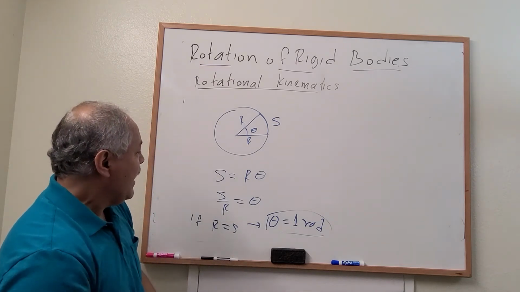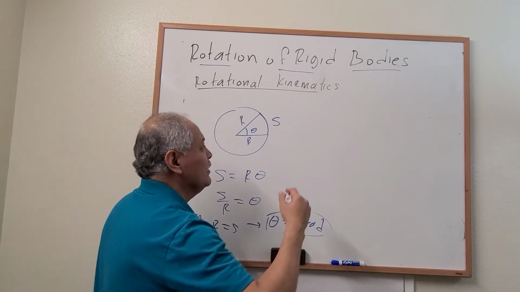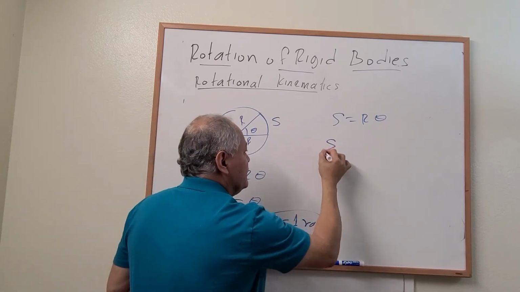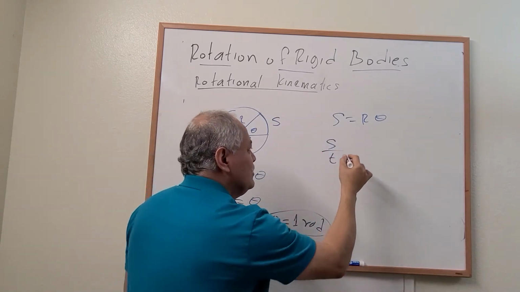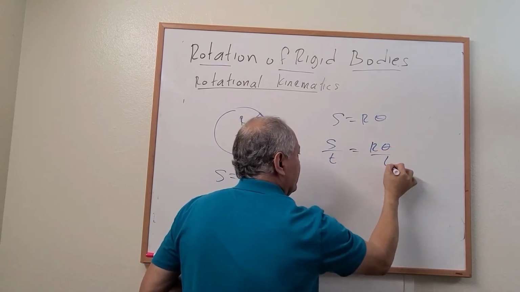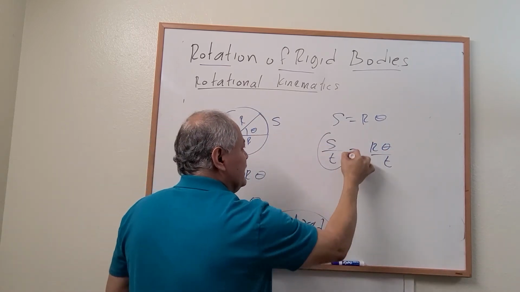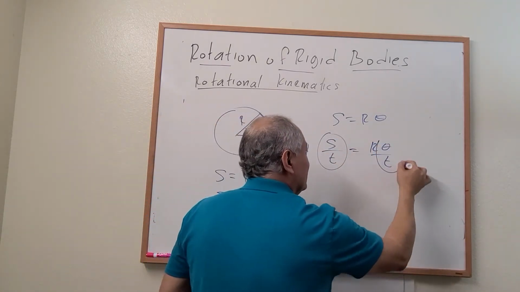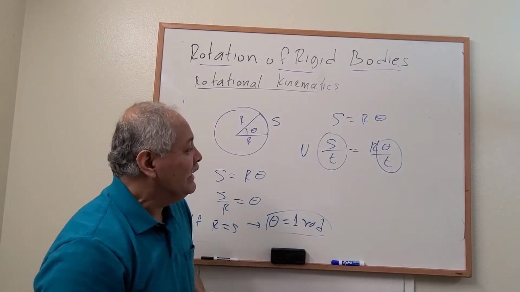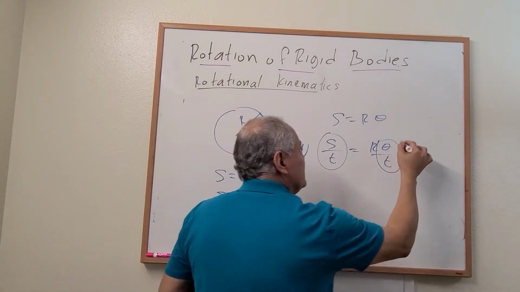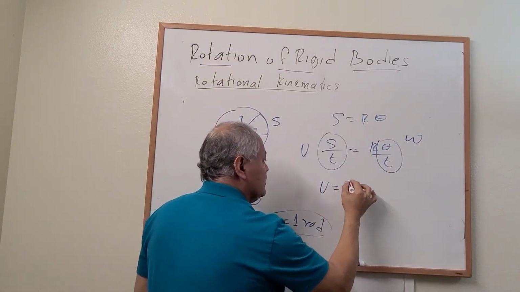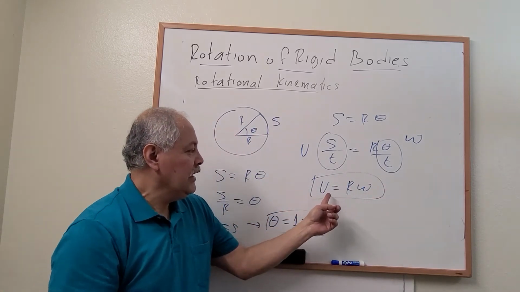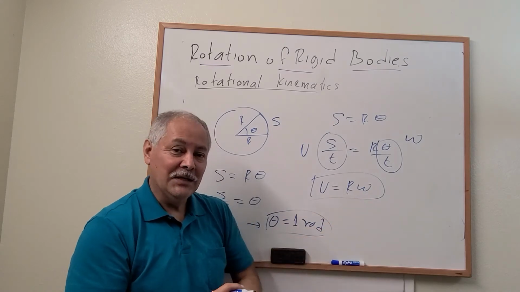So 1 radian is the angle formed when S and R are equal. Now let's start with this definition: S equals R theta. Let's divide S by time. If we divide S by time, we have to do the same thing to the other side. We know that S is the distance, and distance divided by time is speed. Theta divided by time is omega. So V is equal to R times omega. That's the relationship between linear quantity and angular quantity when we're dealing with velocities.